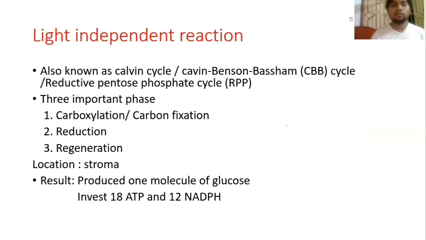Now we'll see about the light independent reaction. The light independent reaction is known as the Calvin cycle, Calvin-Benson cycle or CBB cycle, reductive pentose phosphate cycle. Why is it the reductive pentose phosphate cycle? We'll see. In the light independent reaction, we have three stages. One is carboxylation or carbon fixation, and another one is reduction or regeneration.